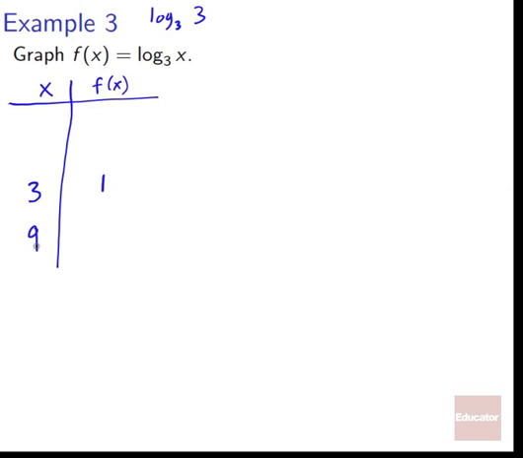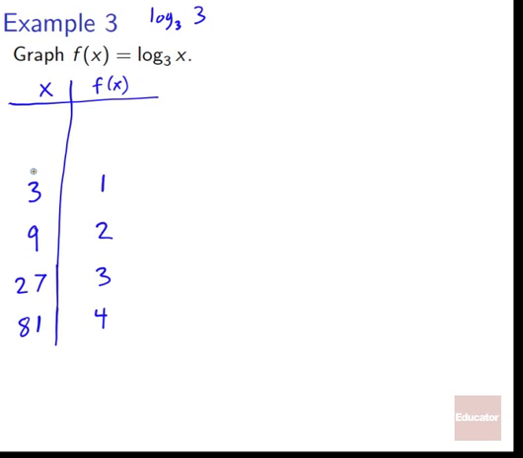What about 9? Well, what number do we have to raise 3 to get 9? We have to square it, so we have to raise it to the 2. We can keep going in this pattern. What number do we have to raise 3 to get 27? We have to raise it to the 3. What number do we have to raise 3 to get 81? We have to raise it to the 4, and we could keep going if we want.